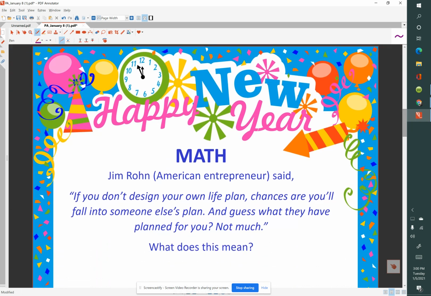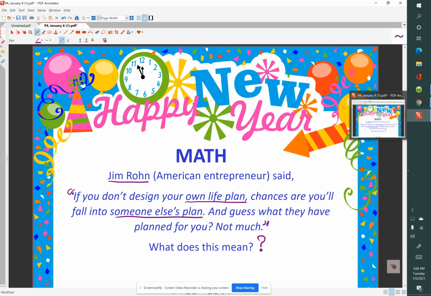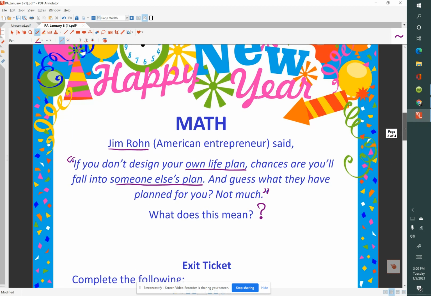And we're still celebrating the new year. And we have an entrepreneur, his name is Jim Rohn, and he had this quote. And the quote is enclosed in quotations. And it says, if you don't design your own life plan, chances are you'll fall into someone else's plan. And guess what they have planned for you? Not much. So what did he mean by that? What do we think he meant? And what is it to fall into someone else's life plan?